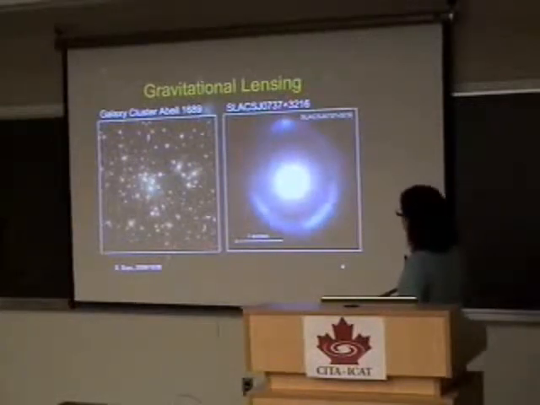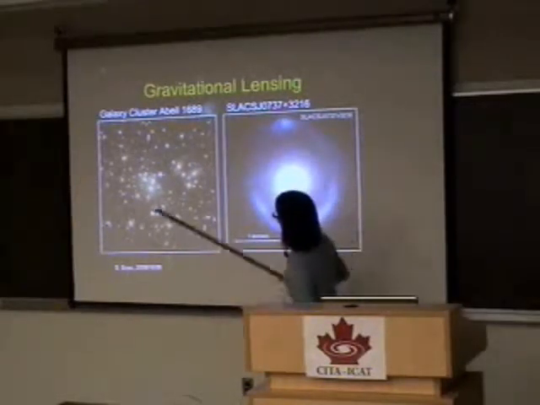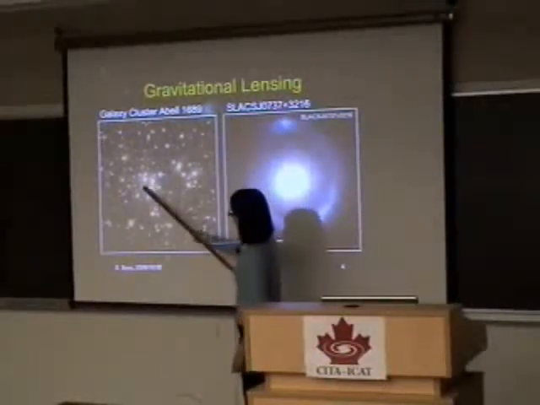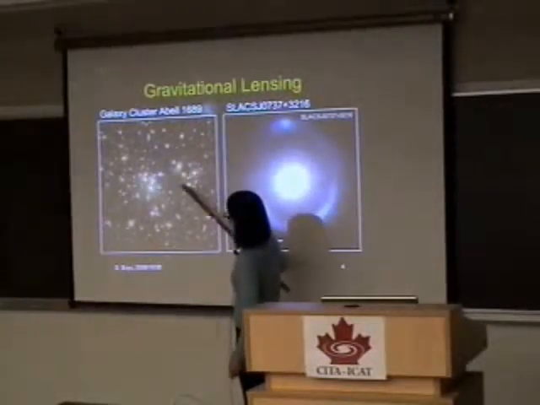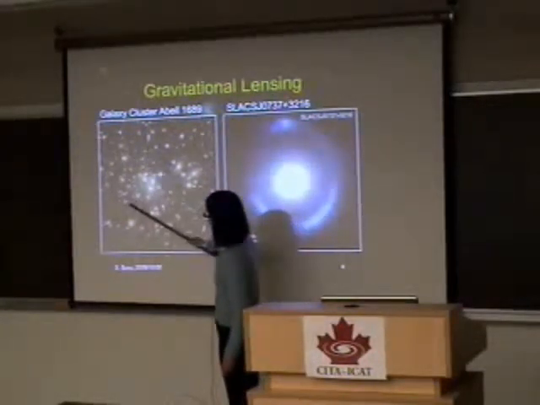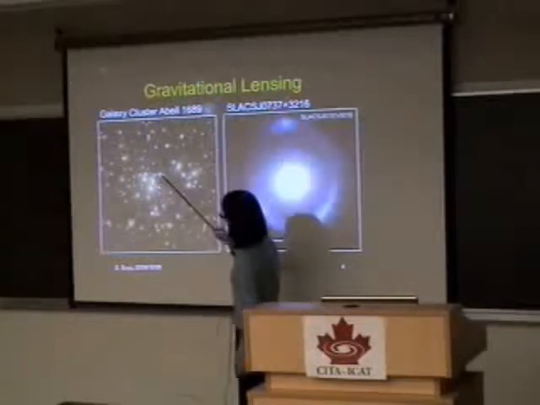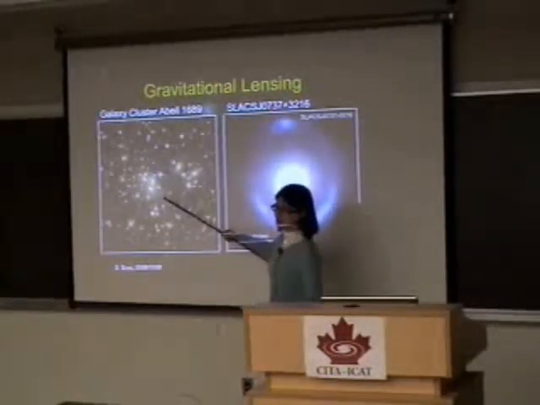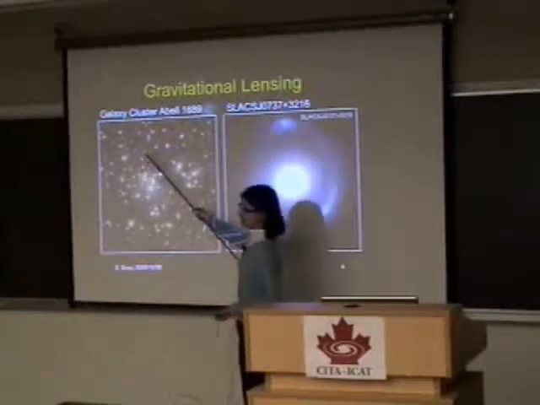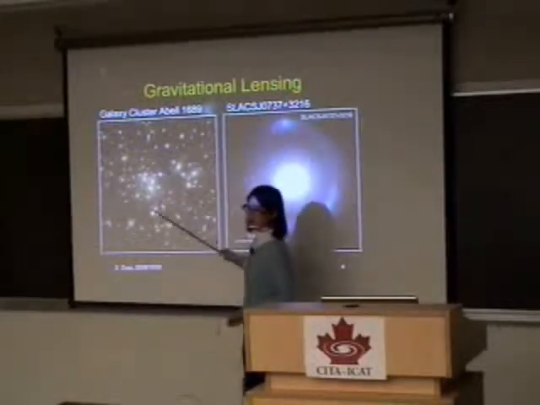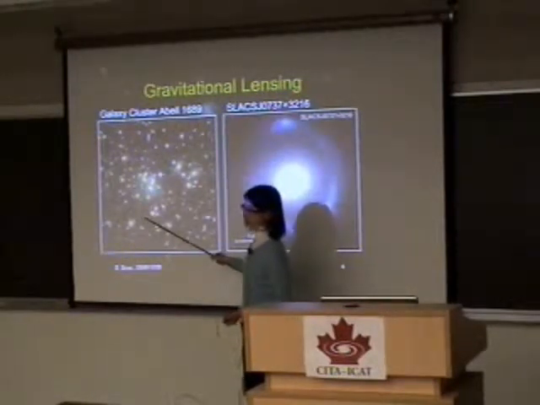Here are 2 examples of gravitational lensing. Here is the galaxy cluster Abell 1689. The yellow-orange things you see here are the cluster members. If you look closely, you can see giant arcs. These are background galaxies being gravitationally lensed by the foreground cluster so that their images are highly distorted and sometimes split into multiple images, here and here. This is the case of strong lensing, where you get multiple images of the same source.